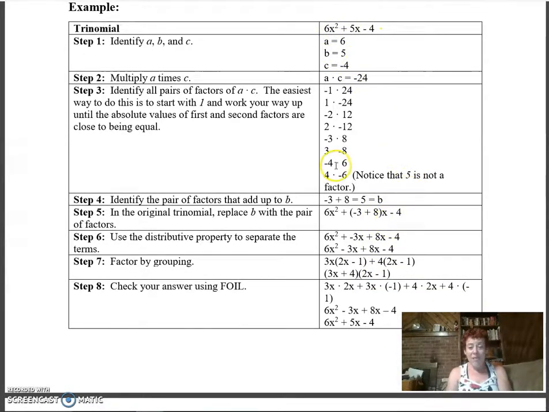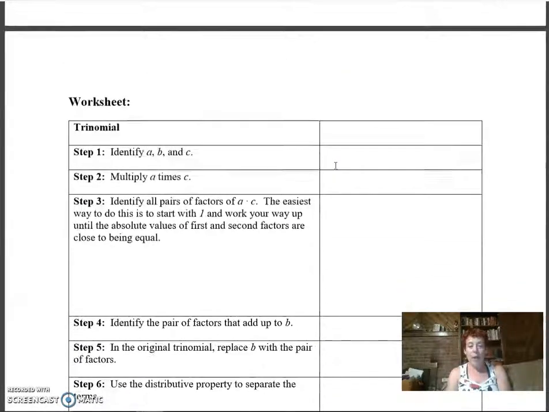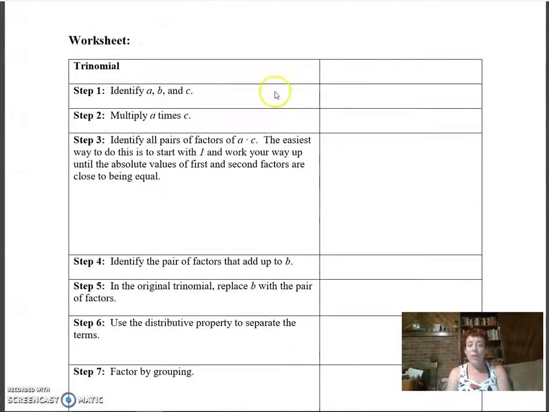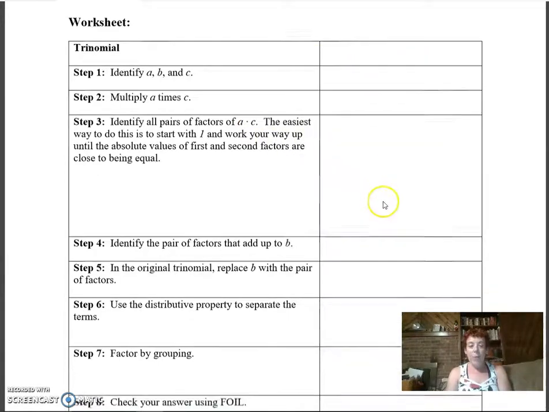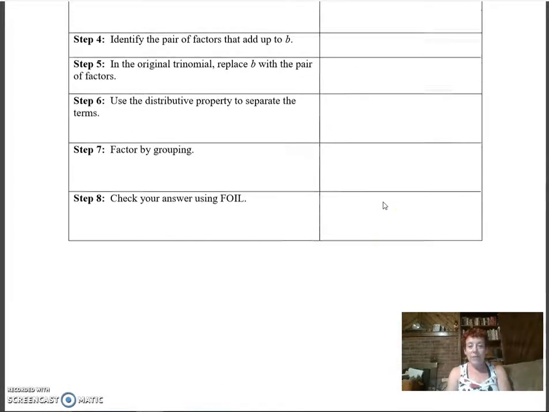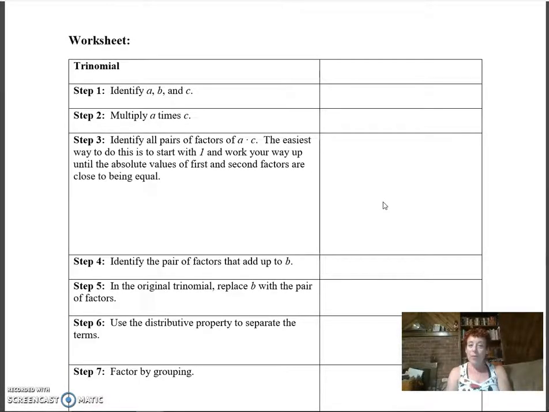If you have any questions about this method, let me know. What I've provided you with is a worksheet here, so you can put your trinomial in here and work through all the steps to make sure that you are able to factor a trinomial using the AC method. If you have any questions, let me know, and I hope this is helpful for you.